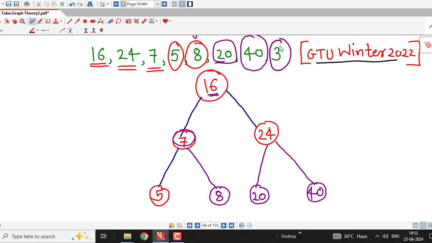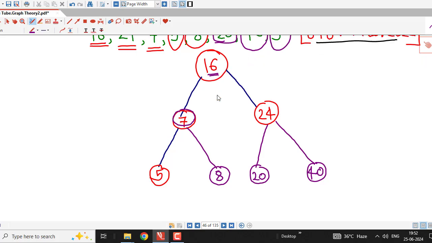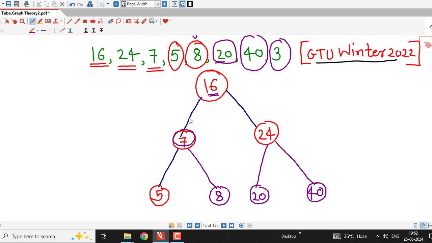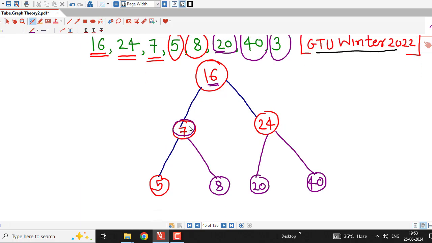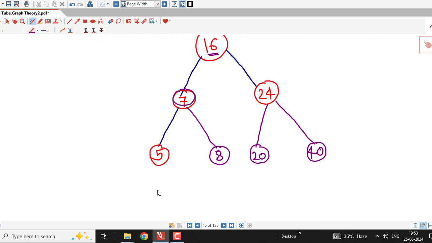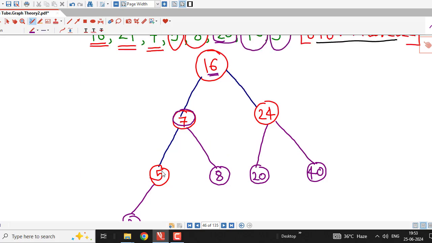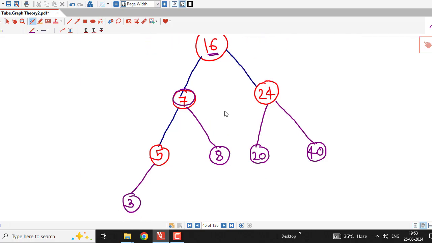And next, last value is 3. So 3 is less than 16. Therefore it is to the left side of 16. So here we have 7. So 7 is greater than 3, or 3 is less than 7. So we have to go to the left of 7. So I am going in this direction. I am not going in this direction because 3 is less than 7. Therefore 3 is to the left of 7. And then we compare 3 with 5. 3 is less than 5. Therefore 3 must be left side of 5. So this is the binary search tree for the given data.